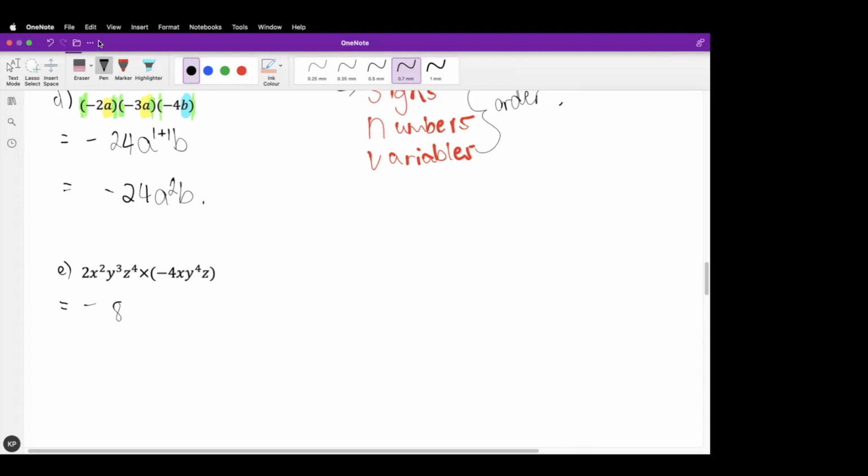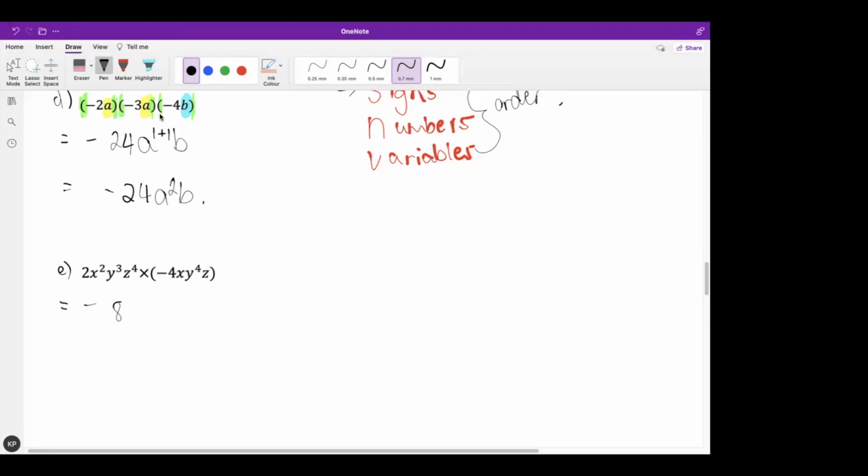Nice. My variables are X and Y and Z. So I'm going to write these down. Actually, I'm going to first highlight them. We have X, we have a Y, and we have a Z. Okay, so it's going to be X to the power of what plus what?